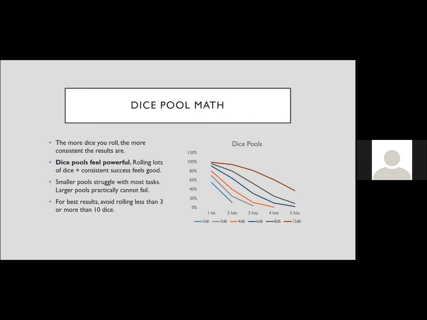But if you go up to 12 dice, suddenly you're in the high 90s as far as chances of succeeding on that thing. So generally, as a very general rule for dice pool-based systems, you want to keep players between 3 and 10 dice in order to avoid those kinds of extreme cases.